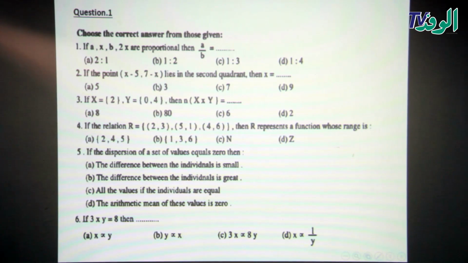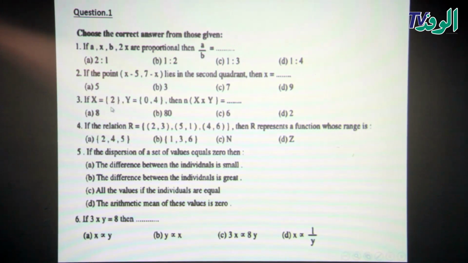Okay, number 3. We have set x equals 2 and set y equals 0 4. What is the n of x product y. n means the number of elements of the Cartesian product x and y. Let's remember the rule, n of x product y is n of x times n of y. How many elements in x.